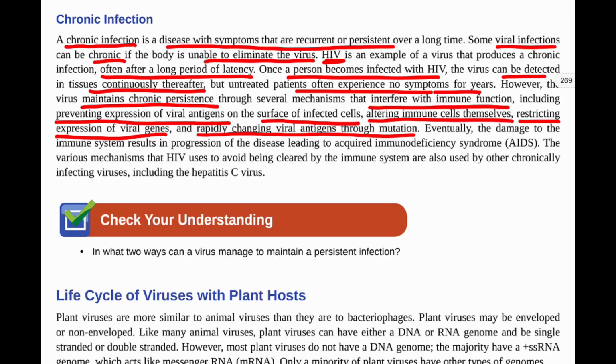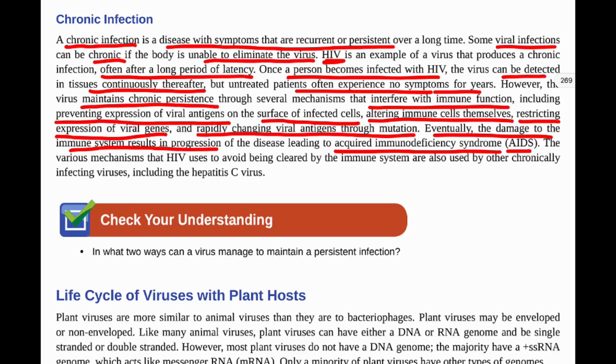And in the process of the body saying, hey, it looks like this, go get this guy, the virus has already mutated and already changed so that it doesn't look like that guy anymore. So then the immune system has to get hip to that and then go after that. And then by that time, it is perhaps already mutated again, and it keeps staying a step ahead of our immune system. So eventually, the damage to the immune system results in progression of the disease, leading to acquired immunodeficiency syndrome, which is AIDS. So that's when HIV has kind of taken over.